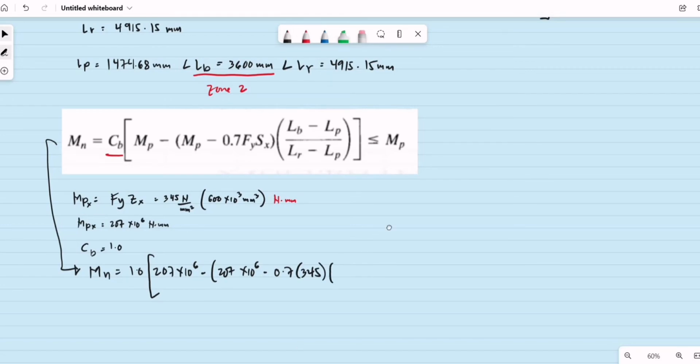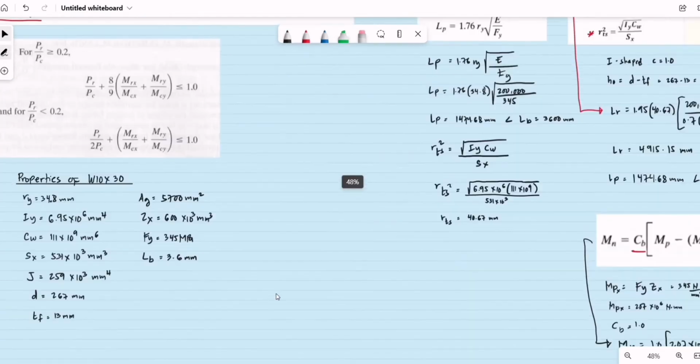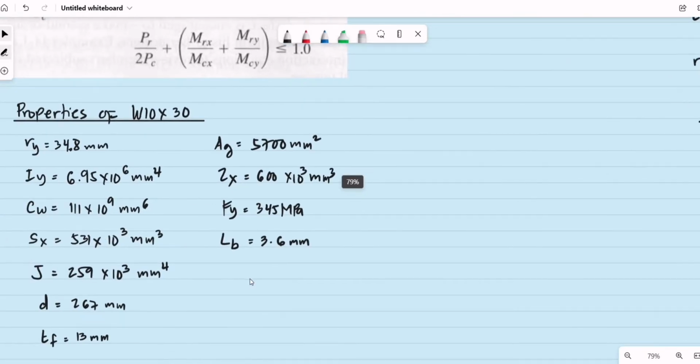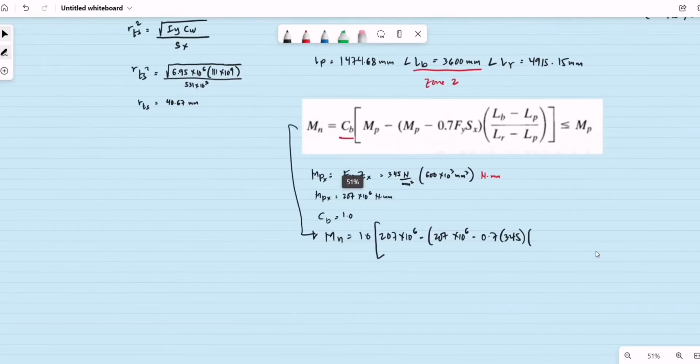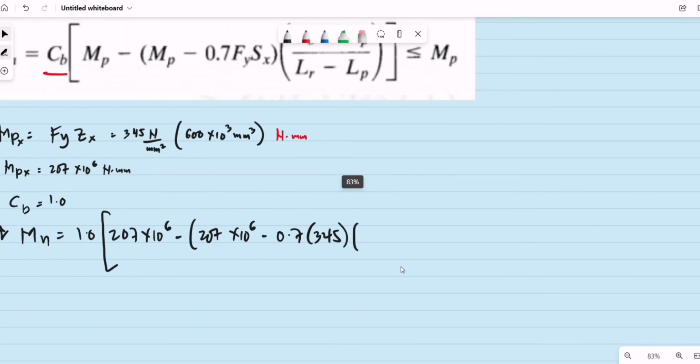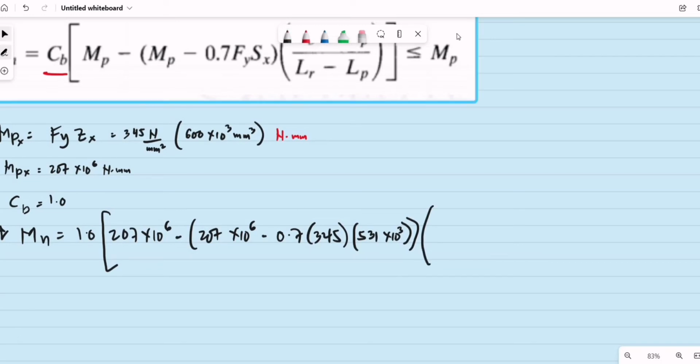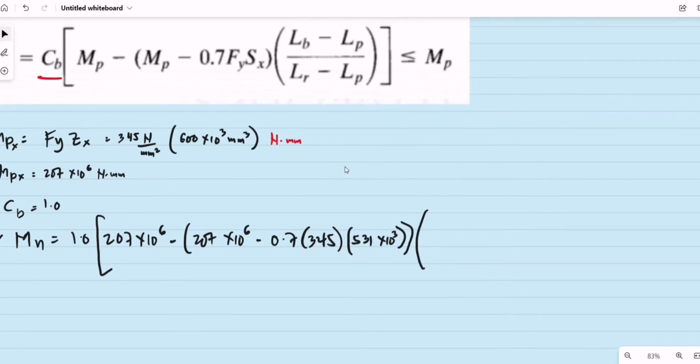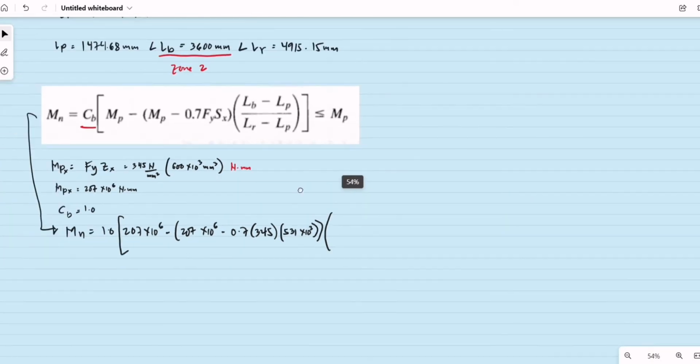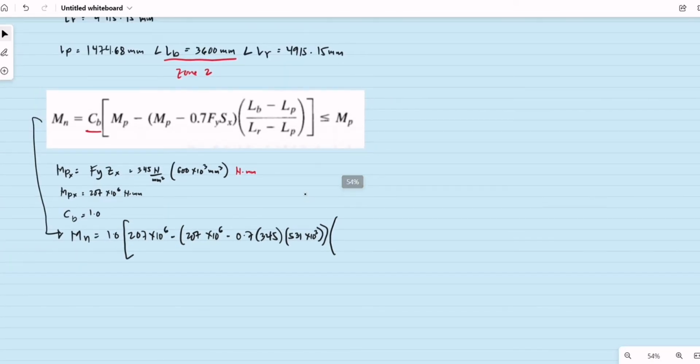Then the value of our S sub x, again the section modulus with respect to the x-axis, is 531 times 10 raised to 3. Okay, so to be multiplied by 500. This is 531 times 10 raised to 3, for the value of the S sub x. Then to be multiplied by the ratio of L sub B minus L sub P, all over L sub R minus L sub P.